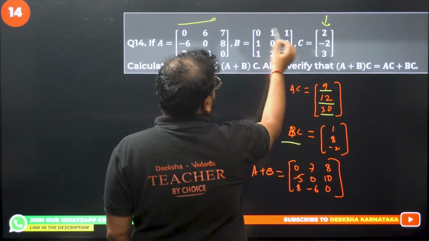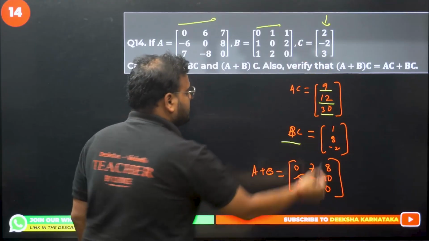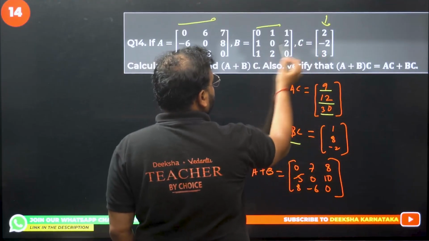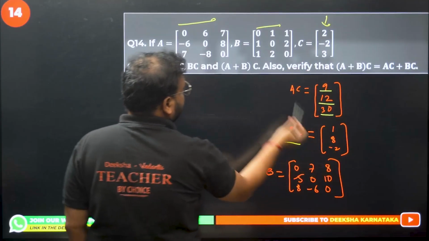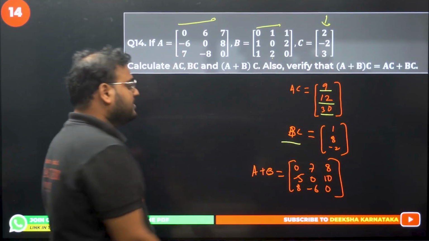From here to here, row to column, 0 is gone, minus 2 plus 3. Answer is 1. 2 and 6 is 8, 1 into 2 is 2, and minus 4 is minus 2.